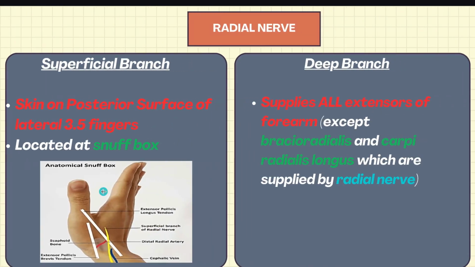Now let's start talking about the radial nerve. We just finished the median and the ulnar nerve. Now we're going to start talking about the last important nerve, which is the radial nerve. You're going to have two branches for the radial nerve: a superficial branch and a deep branch.